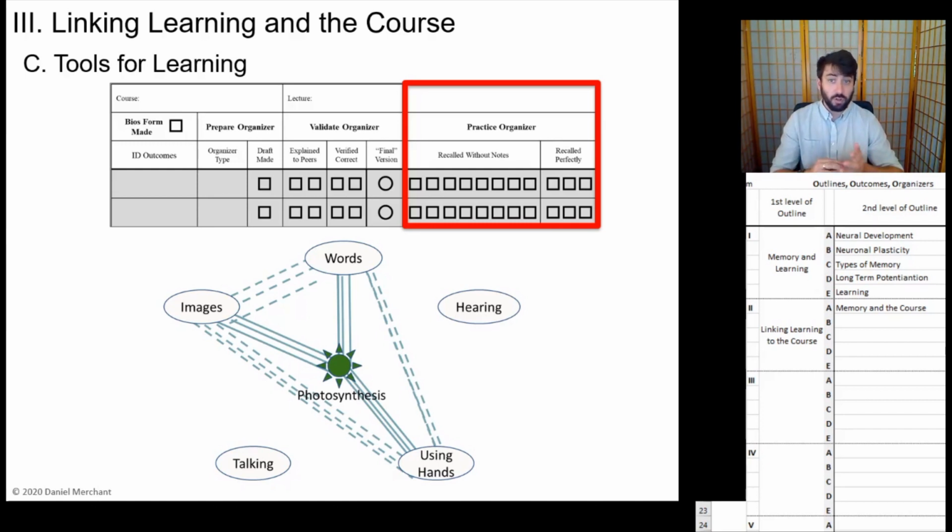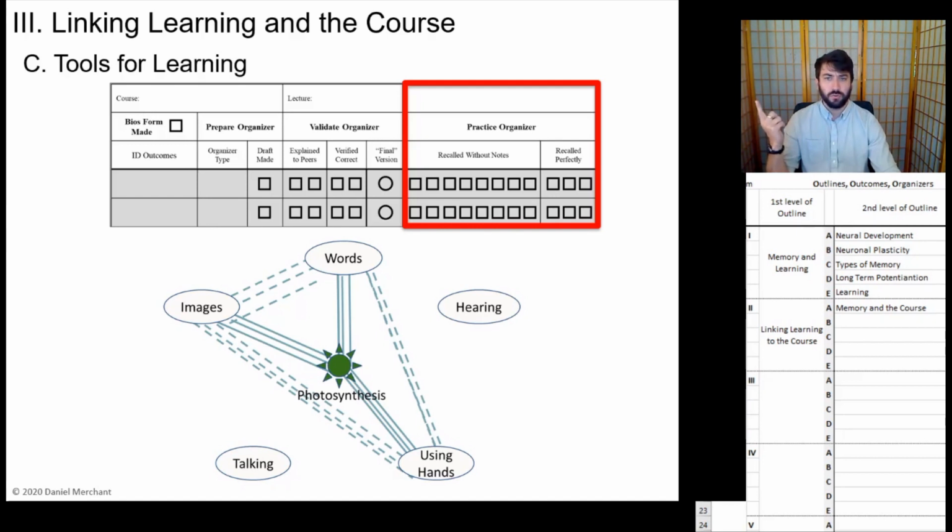Now, if you can't recall it perfectly, it sounds like you probably need to practice it a little more. Once you can check all those boxes, though, you can move on to the next outcome and organizer, because remember, every organizer is equal to one or even two exam questions on the exam. The more organizers you can recall, the more exam questions you can answer.